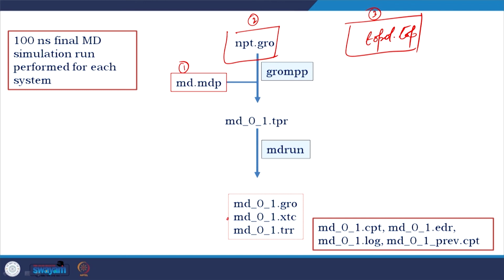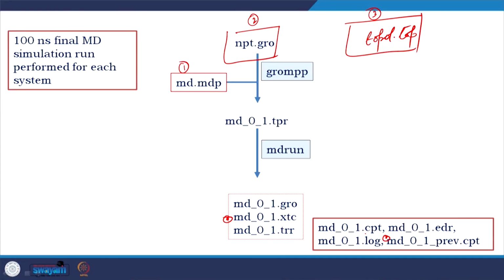In addition, we get .xtc and previous.cpt. Previous.cpt is generated to take a backup, because this is a 100 nanosecond run. A 100 nanosecond final MD simulation run is performed for each system. If any problem happens, before it was like 1 hour or something, now it is like 6 days, 10 days. After the end of 10 days, if you have to rerun it, it is really a loss of time. So, they make a checkpoint file, and they make a previous checkpoint file as a backup.